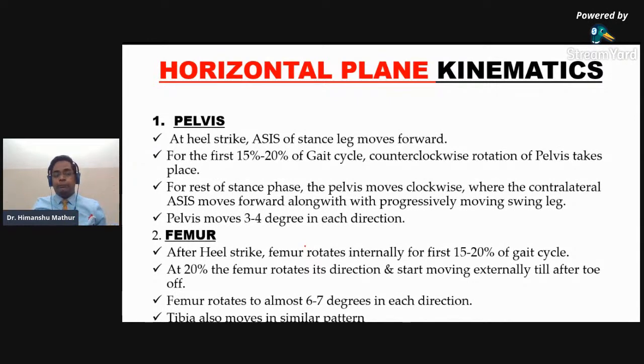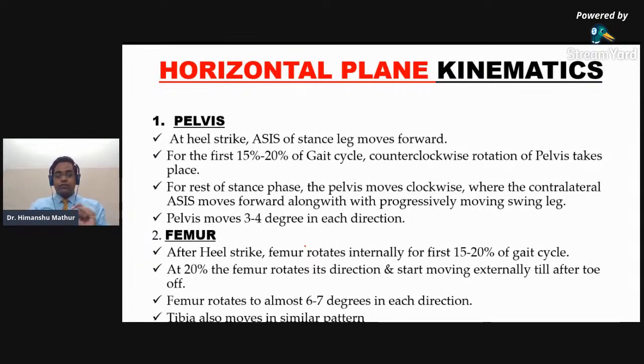For the rest of the stance phase, the pelvis moves clockwise, where the contralateral ASIS moves forward. When my ipsilateral ASIS is going backward, the contralateral will be moving forward along with the progressing swing limb, because that swing limb has to go for propulsion of the body forward. Now the pelvis moves 3 to 4 degrees in each direction. The total movement of this clockwise and anticlockwise translation will be 3 to 4 degrees only.